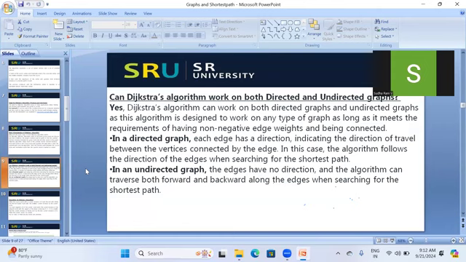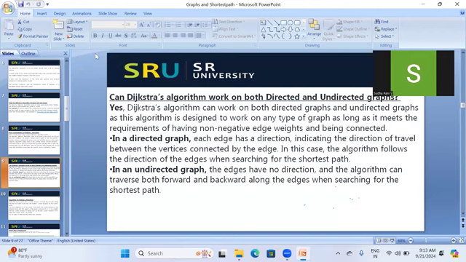So there is a question: I just said that graphs are of two types, directed graph and undirected graph. Can Dijkstra's algorithm work on both directed and undirected graphs? The answer is yes. Dijkstra's algorithm works on both directed as well as undirected graphs. So what is a directed and what is an undirected graph? If each edge has a specific direction, it indicates the direction of traveling.